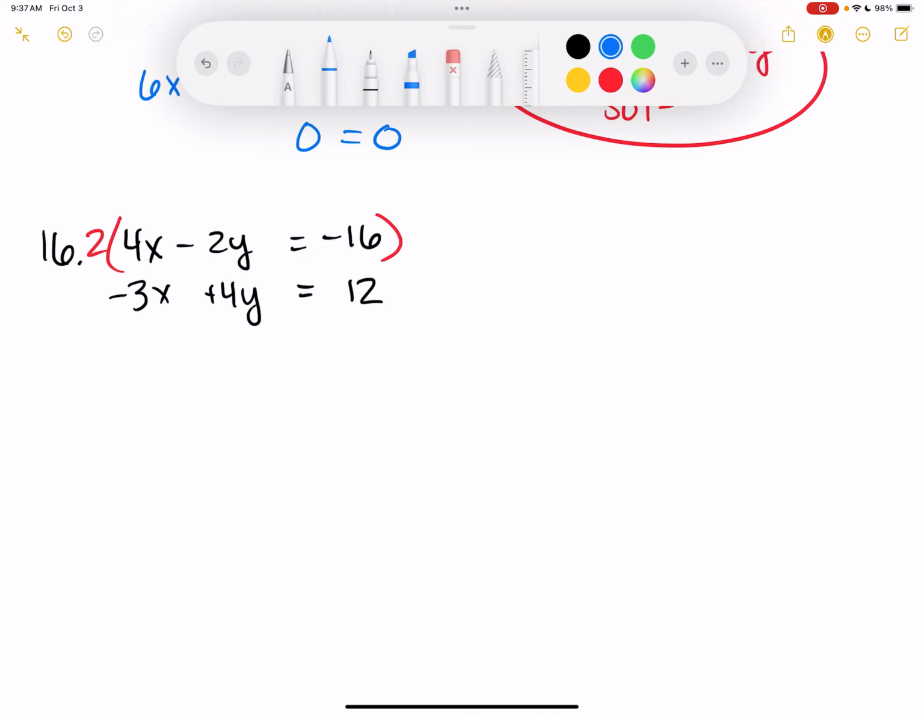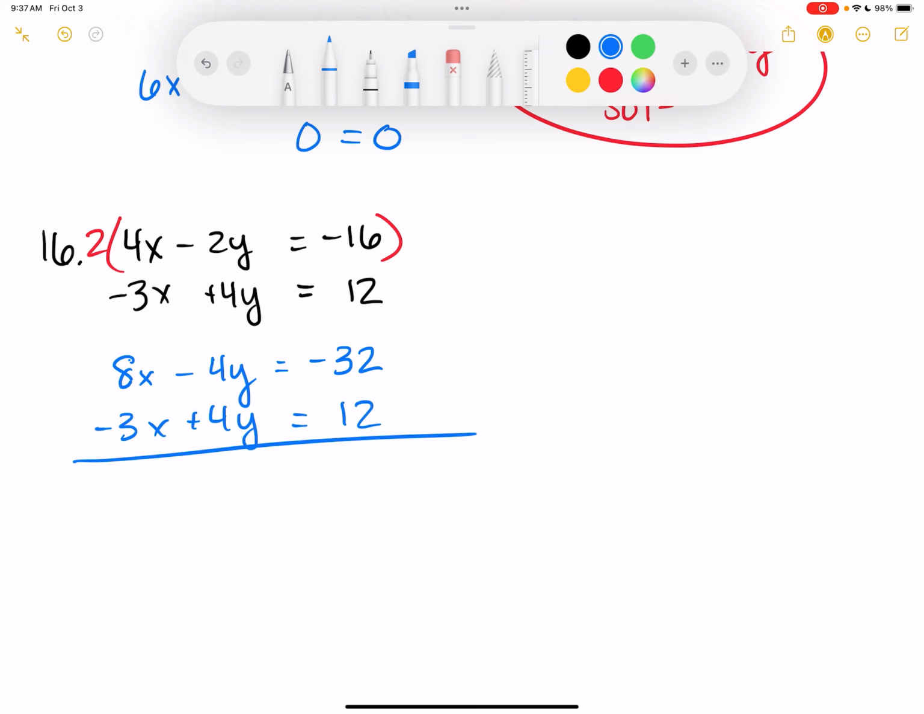So I would have 8x minus 4y equals -32. And then I'd rewrite the other one, -3x plus 4y equals 12. So the y's are going to go away, and then I just add down.